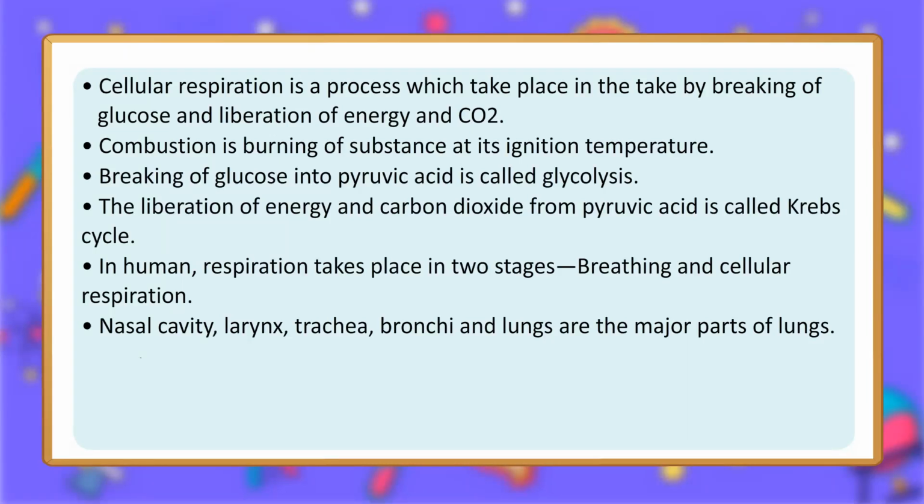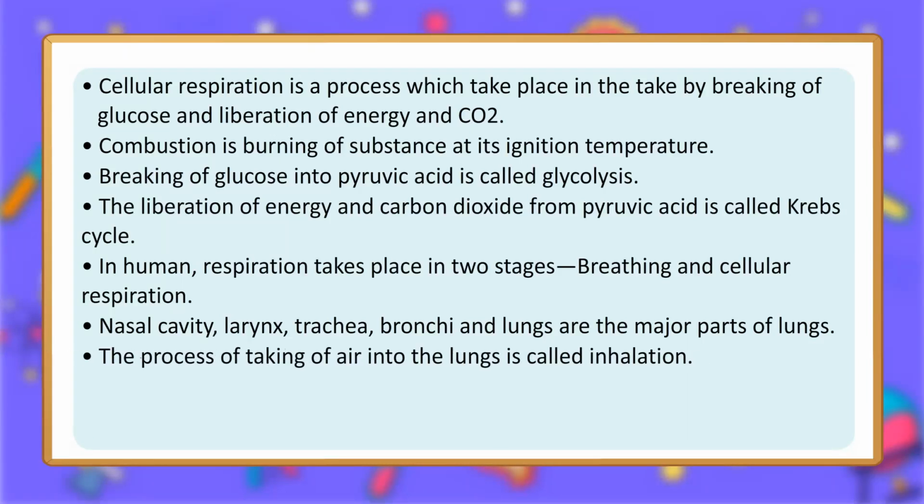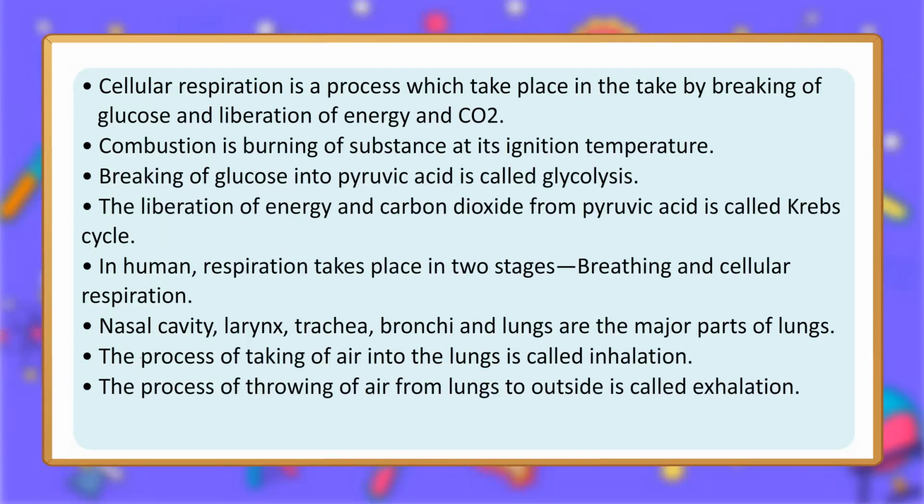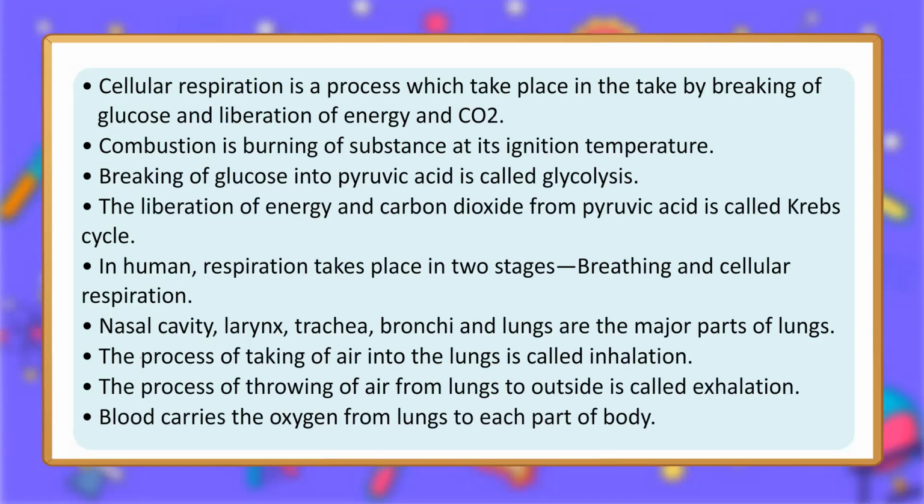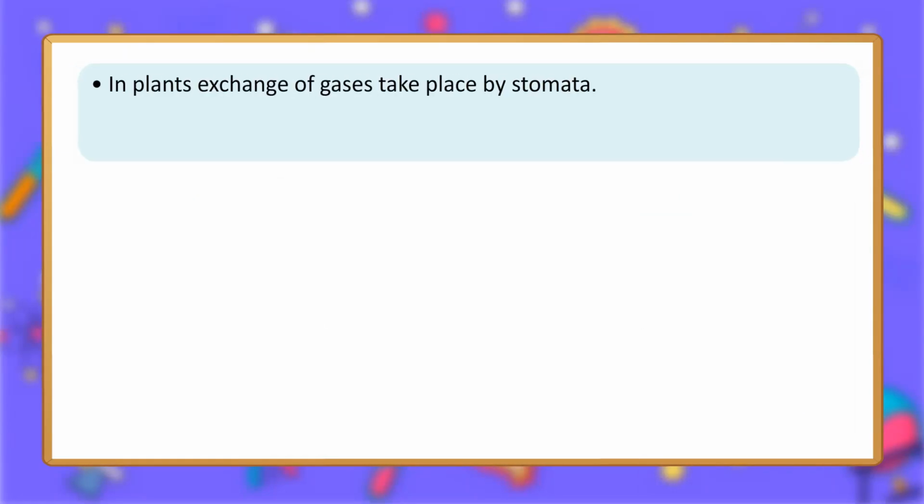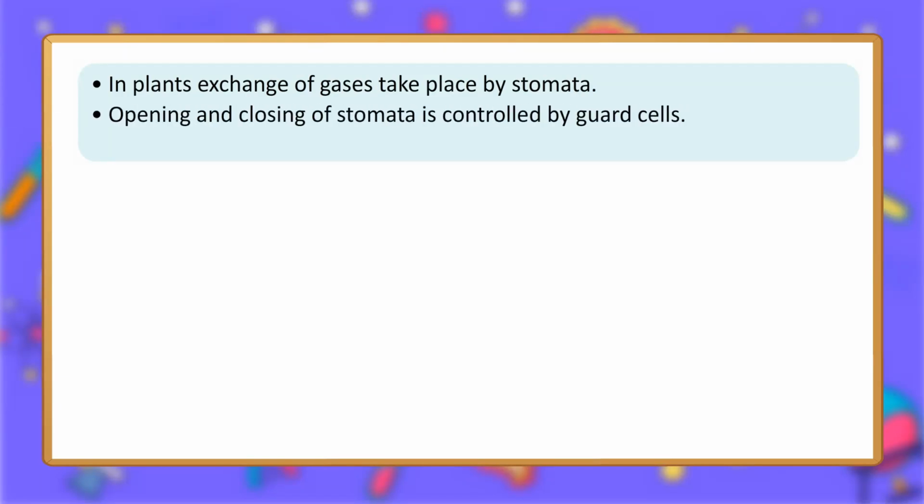Nasal cavity, larynx, trachea, bronchi and lungs are the major parts of the respiratory system. The process of taking air into the lungs is called inhalation. The process of throwing air from the lungs to outside is called exhalation. Blood carries the oxygen from the lungs to each part of the body. In plants, exchange of gases takes place by stomata. Opening and closing of stomata is controlled by guard cells.